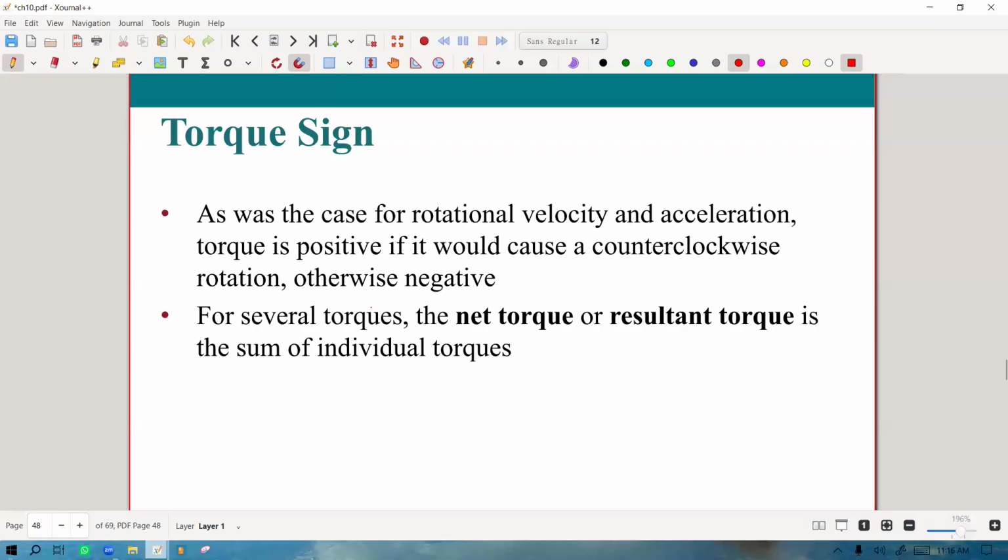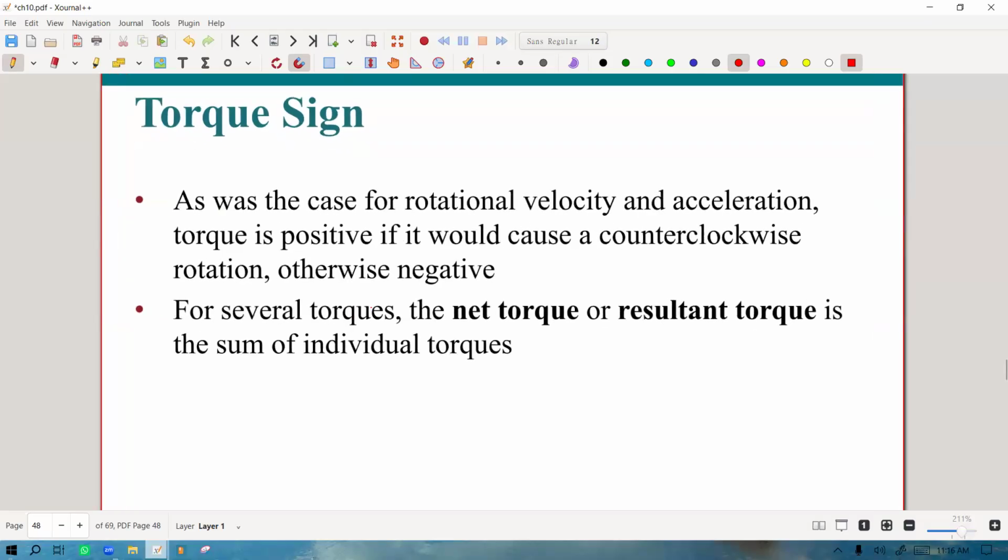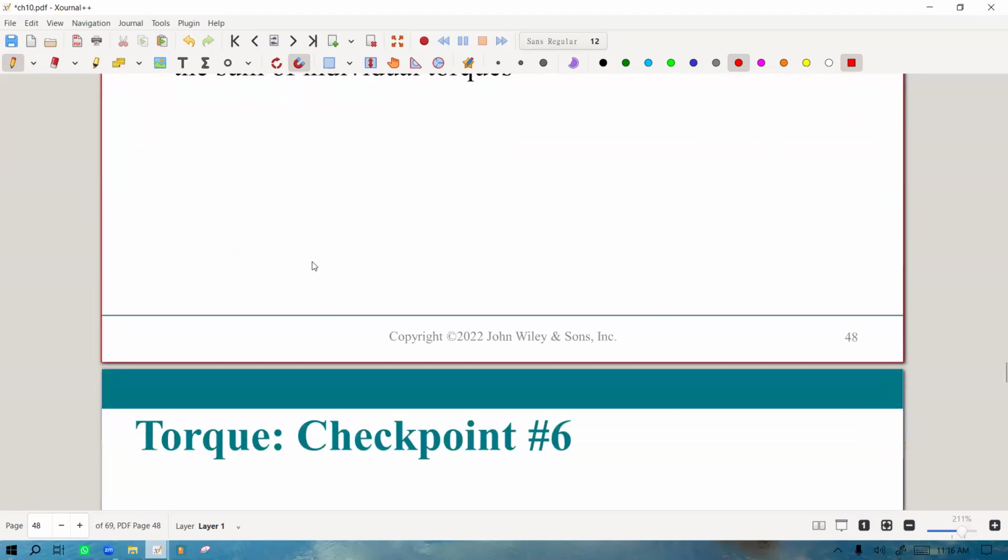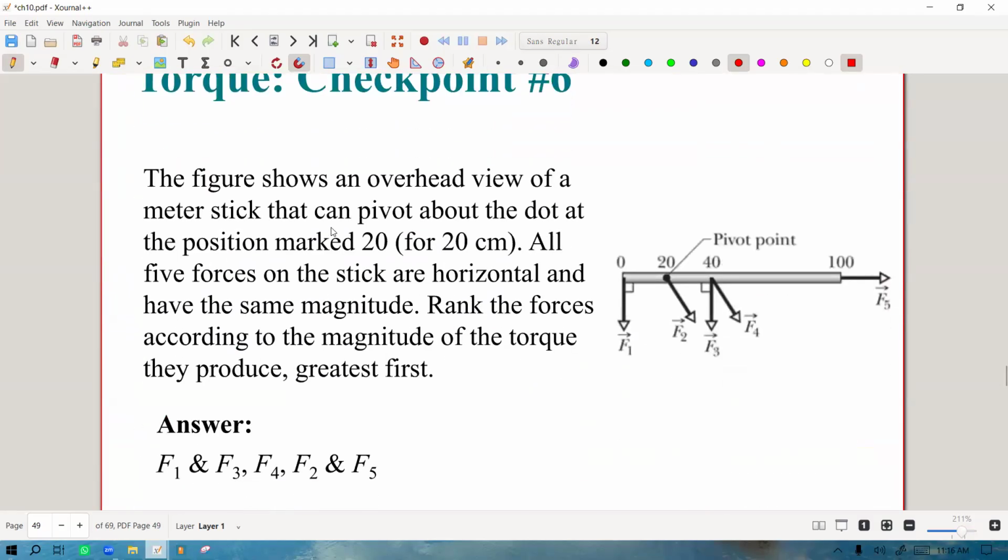Okay. And then the sign of torque, as was the case for rotational velocity and acceleration: torque is positive if it will cause counterclockwise rotation, but otherwise negative. So for several torques, the net torque or resultant torque is the sum of the individual torques.